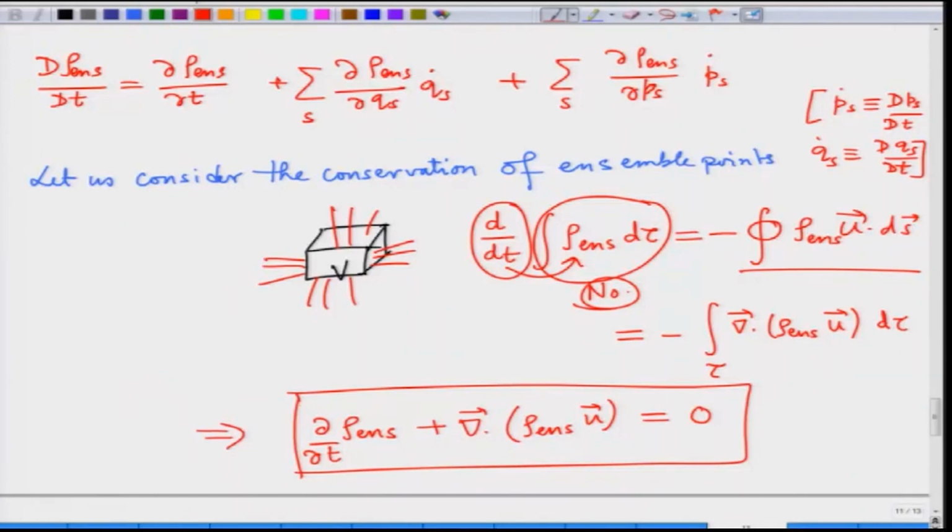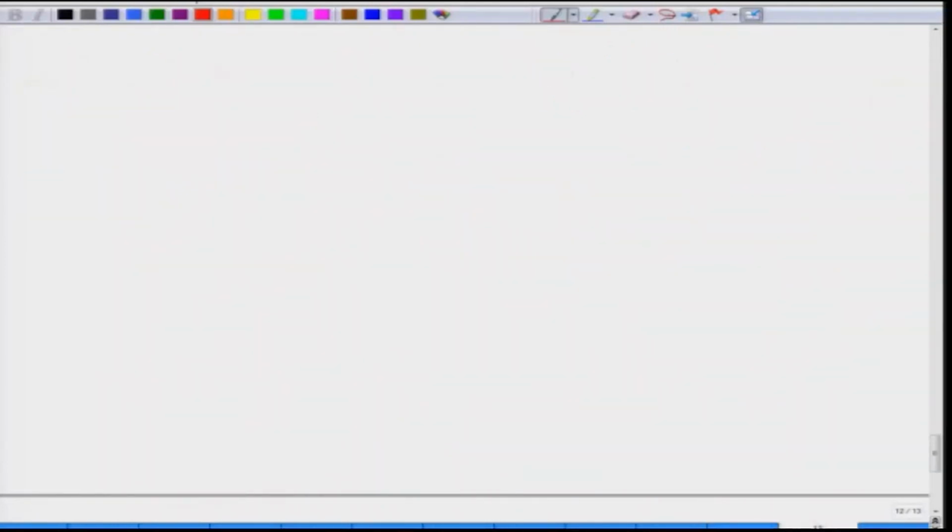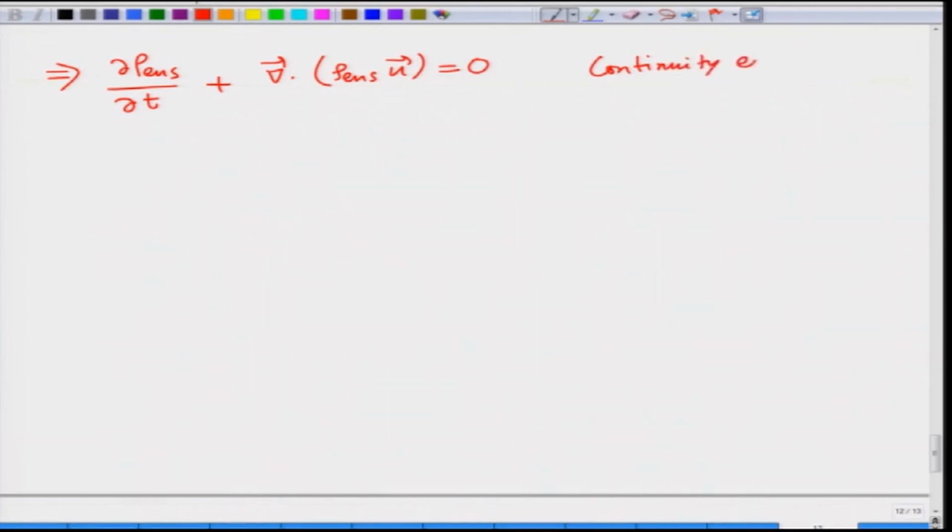Now, what is the advantage I get from this equation? There is a lot of advantage, because this divergence term you can now write like this. So del rho_ens/del t plus the divergence of rho_ens u is equal to 0. We call this the continuity equation for the ensemble points.